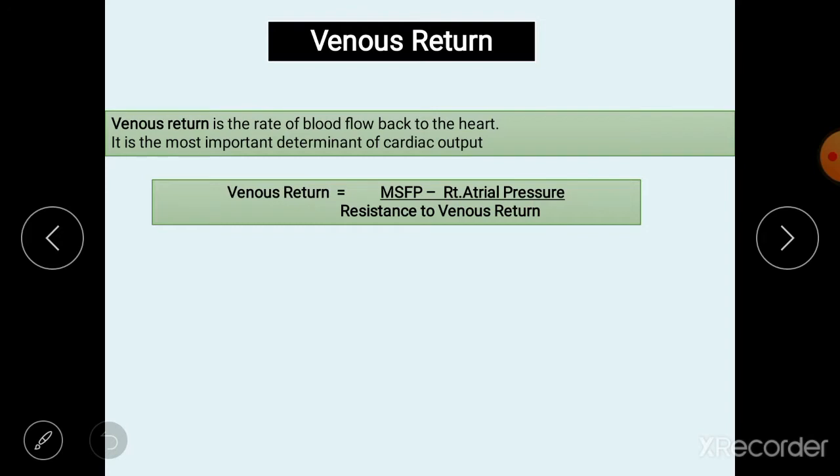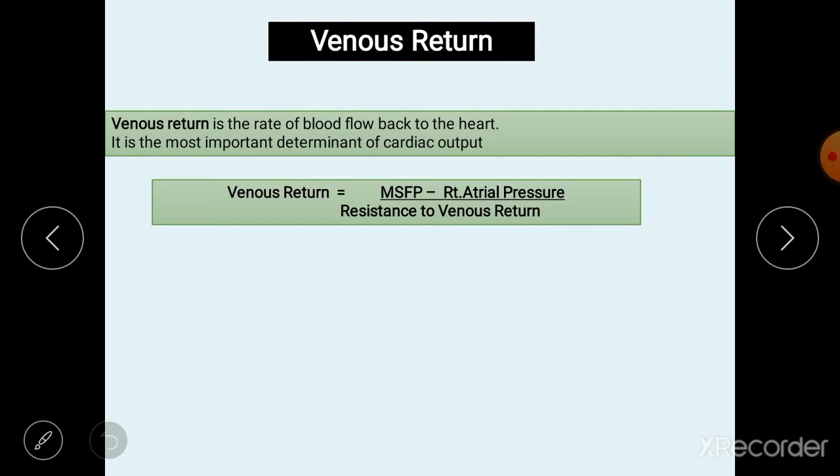It is of 7 millimeter mercury. It depends upon the volume of the blood and upon the tone of the vessels, and the greater the mean systemic filling pressure, greater will be the venous return. Then we have the right atrial pressure. It is the pressure which is faced by the venous return. Greater the right atrial pressure, lesser will be the venous return. And these are divided by the resistance to venous return. Of course, if there is any obstruction in the path of venous return, the venous return would decrease.